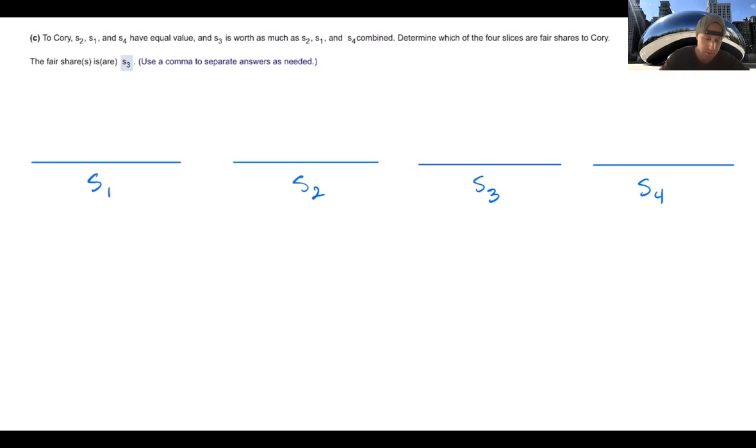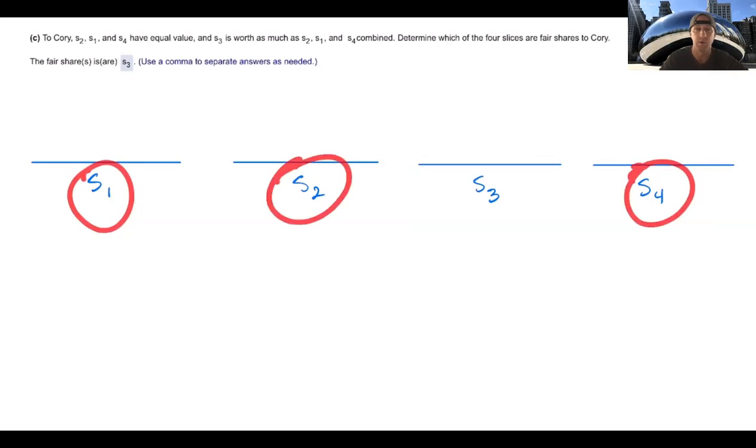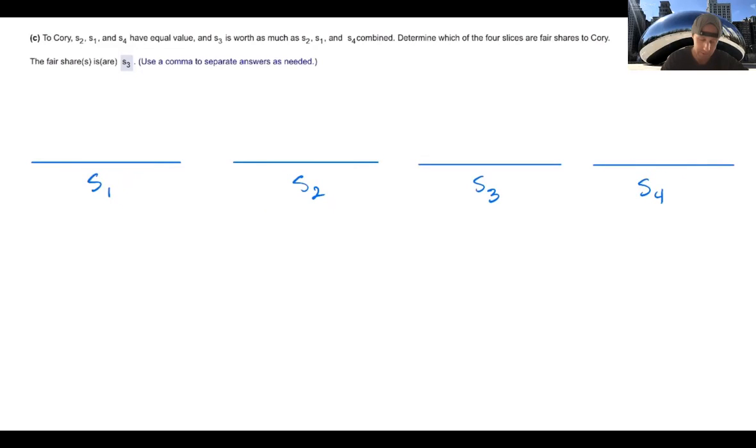It says, Corey, now for part C, S2, S1, and S4 all have equal value. So that's cool. We know that S2, S1, and S4, all of those are going to be the same. Now, should I call those X? I'm not quite sure yet, so I'm going to keep reading just in case, but let's check and see what else they give us to work with.